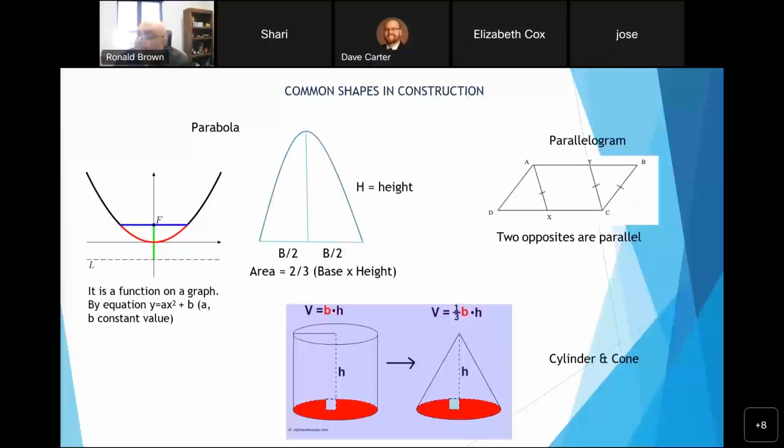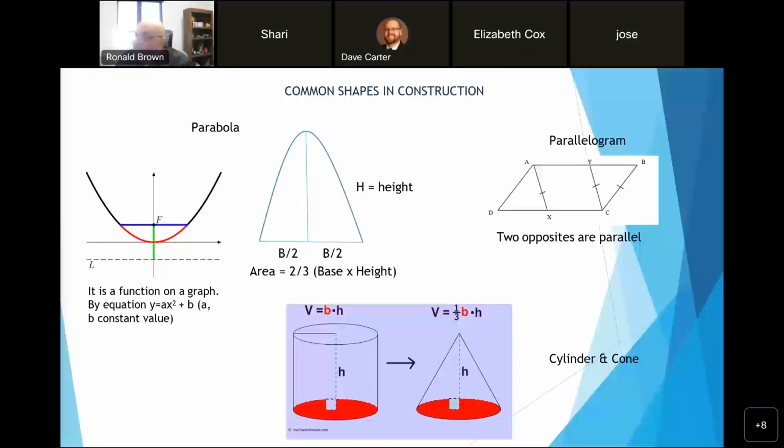Other shapes, a parabola, that's not very common. However, depending on the application, you may encounter it. I know one popular example of a parabola in construction is on the Golden Gate Bridge, which has parabolas on each side of the side spans. You may also encounter a parallelogram. The two opposites are parallel and equal side.